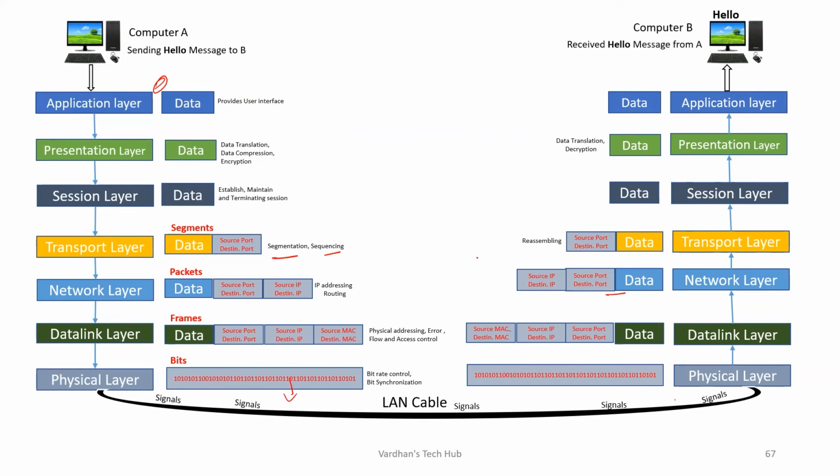Here again, we received the hello message from computer A. When it comes to the protocols used in each layer, in the application layer we have a list of protocols: SSH, FTP, HTTPS, DHCP. There are many; I have mentioned only a few here, but we will discuss application layer protocols in detail in the coming sessions.